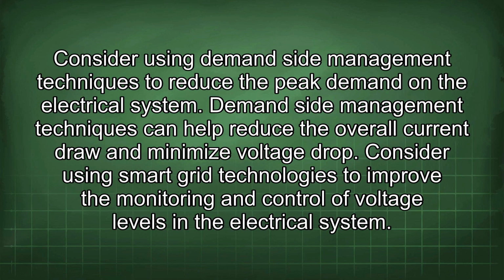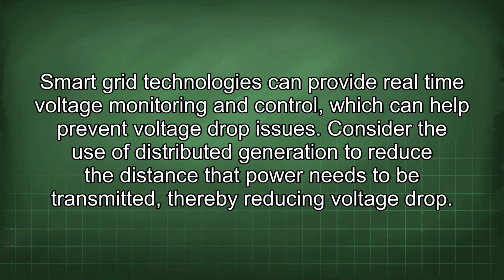Consider using demand-side management techniques to reduce the peak demand on the electrical system. Demand-side management techniques can help reduce the overall current draw and minimize voltage drop. Consider using smart grid technologies to improve the monitoring and control of voltage levels in the electrical system. Smart grid technologies can provide real-time voltage monitoring and control, which can help prevent voltage drop issues.